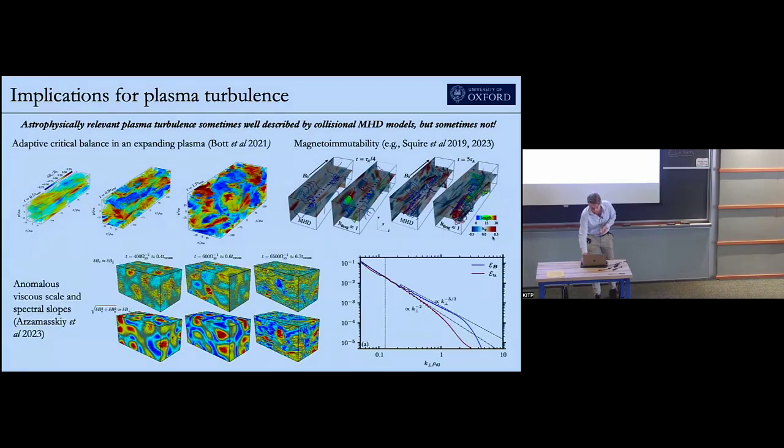And finally, some hybrid kinetic simulations that Lev Arzamasskiy did, looking at high-beta weakly collisionless turbulence, found that instabilities can create non-local relationships between large scales and small scales, inducing anomalous viscous scales and also spectral slopes that don't behave anything like the conventional hydro picture. So in short, we now understand a lot more about plasma turbulence, but plasma turbulence shouldn't be conceived of as being just like collisional MHD. There are quite subtle relationships that can arise, usually due to instabilities.